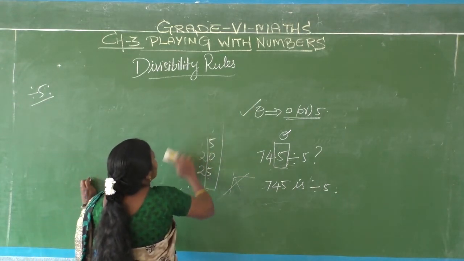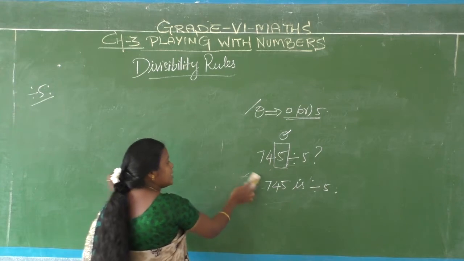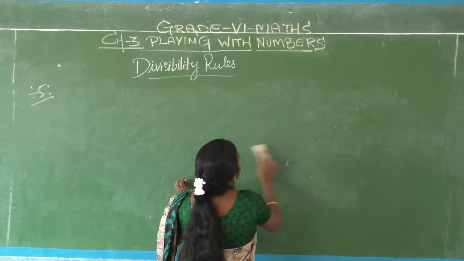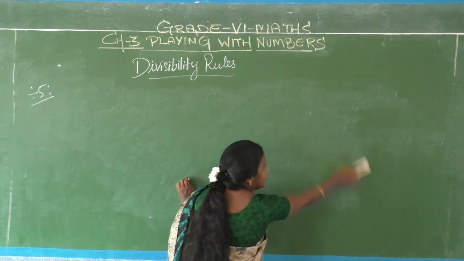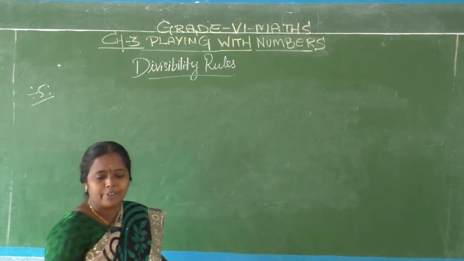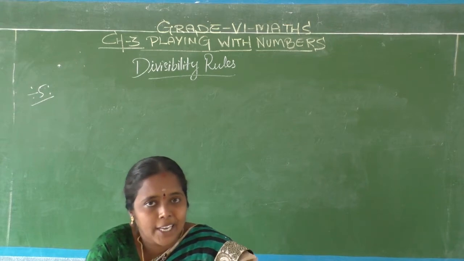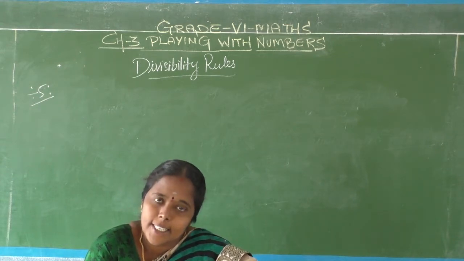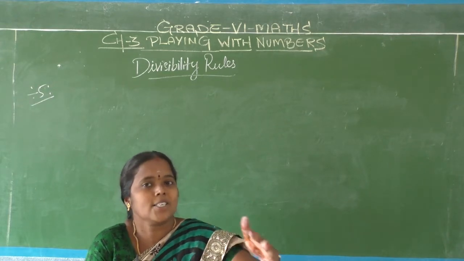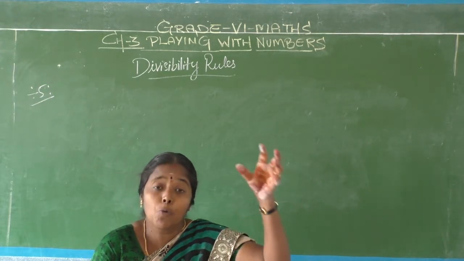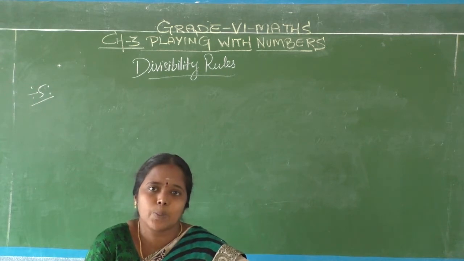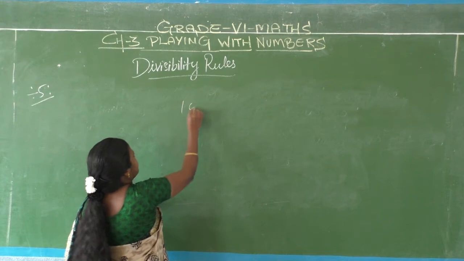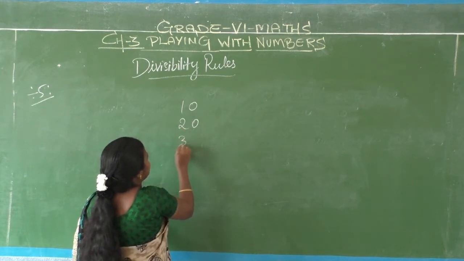Like this only, divisibility by 10 is also the easiest one. Before going to see the rule of divisibility by 10, you observe the multiples of 10. What are multiples of 10? 1 10 is 10, 2 10s are 20, 3 10s are 30, 40, 50, 60, etc. If you watch all the ones places, you come to know what?